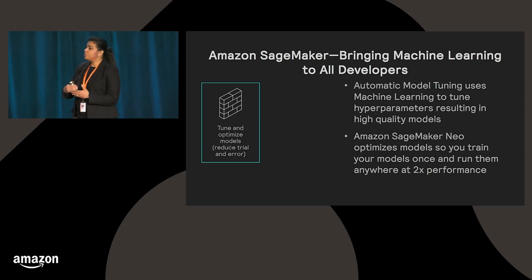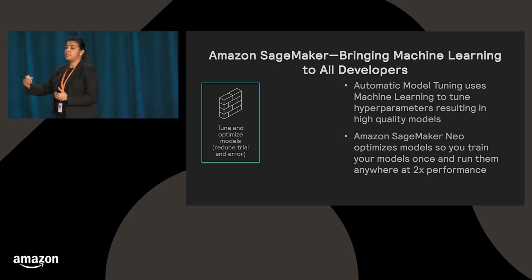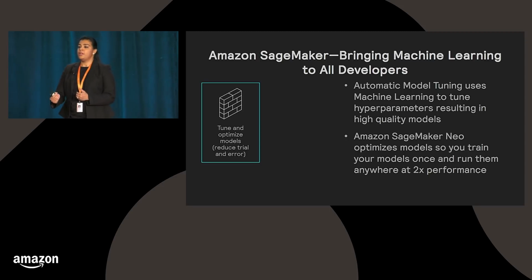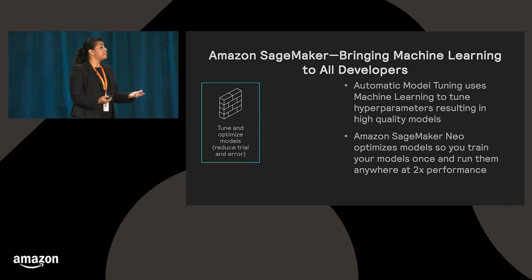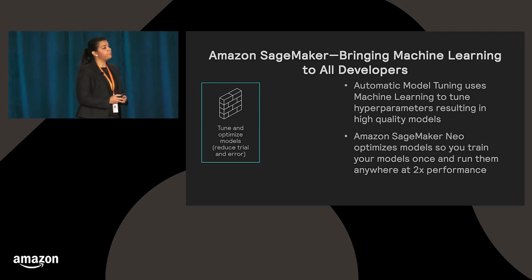So instead of having to train your model for every device target that you want to deploy on, you can use Neo to train your model once and then compile it for every device target that you want to deploy on. And your models run with 2 times better performance and much smaller memory footprint. So it's great.